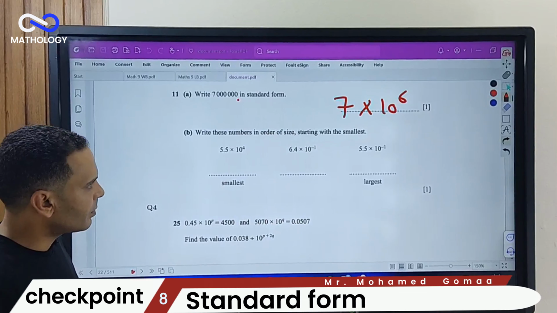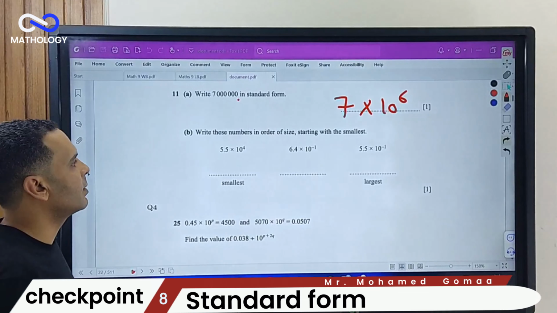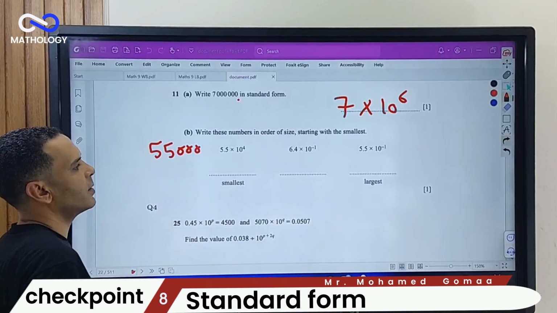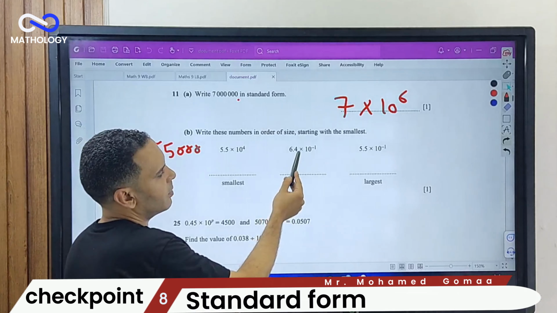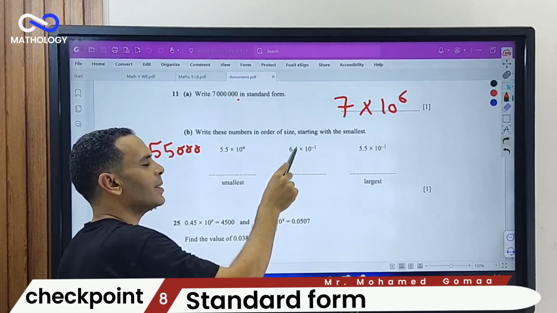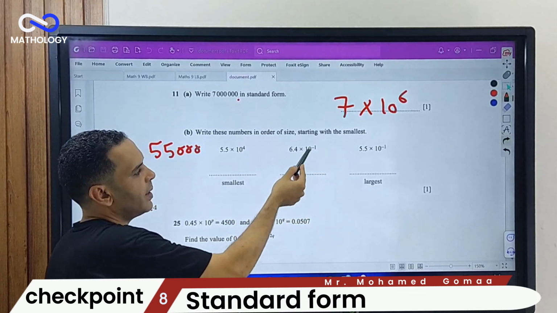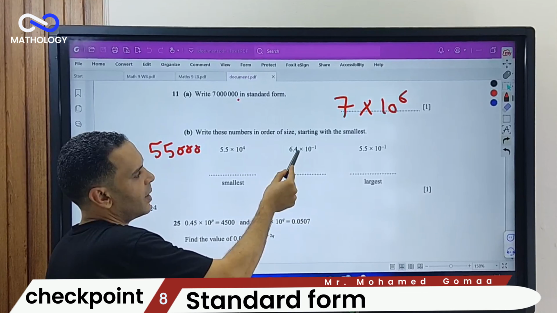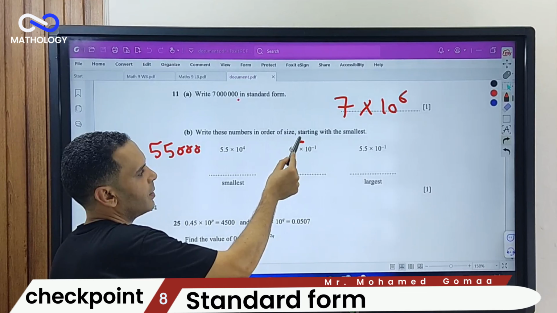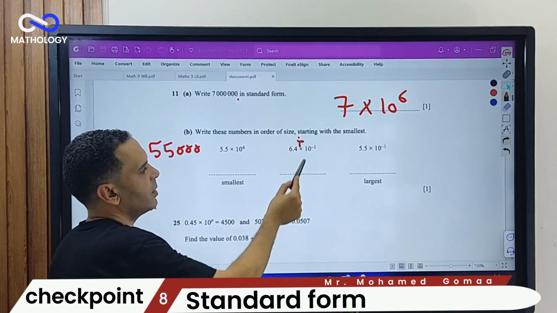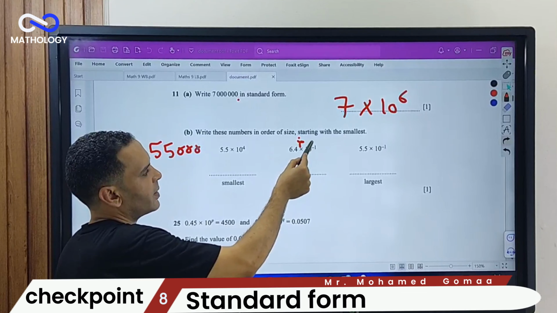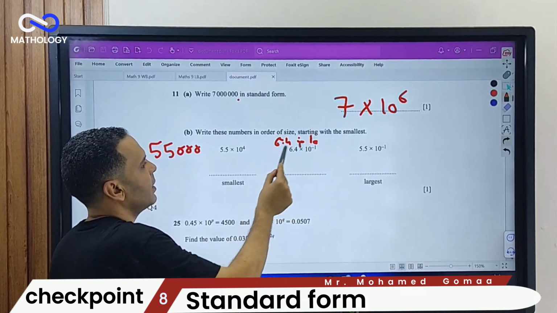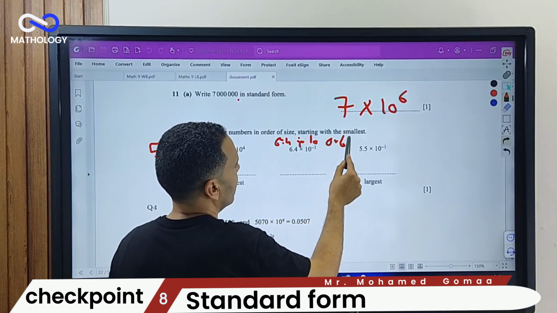Arrange starting from the smallest. This one, 55,000, like this one. Divide by 10, the same as multiply 10 power negative 1. When I see negative power of the 10, I inverse the sign of the operation. It will be divide instead of multiplication, and I change the power of the 10. That means 6.4 divided by 10, it will be 0.64, like this one.